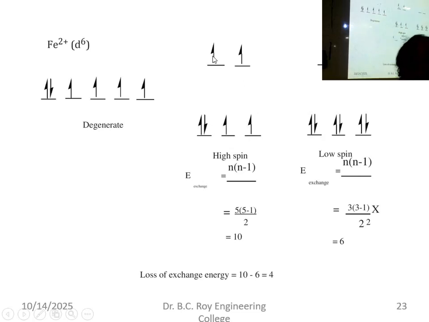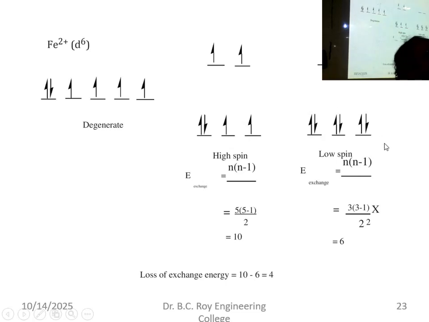They are same spin, but they are not pairs. Paired will be 0. Here there are 1, 2, 3. And here 5 have plus spin. Just count the number of plus spins. Ignore the minus spins. So that way it is 5, and here it is 3.